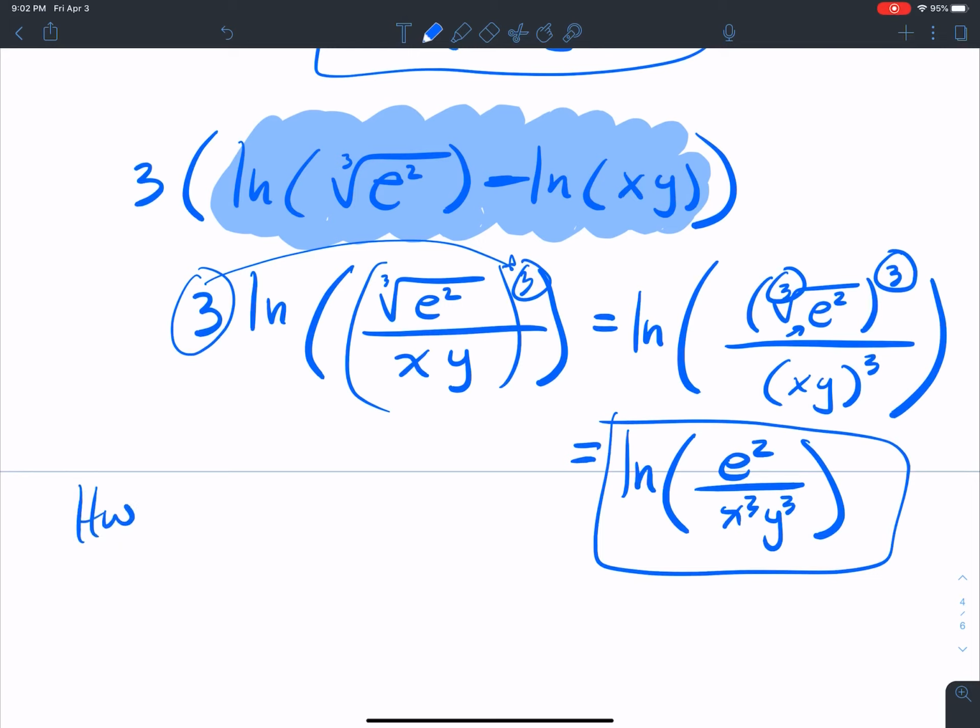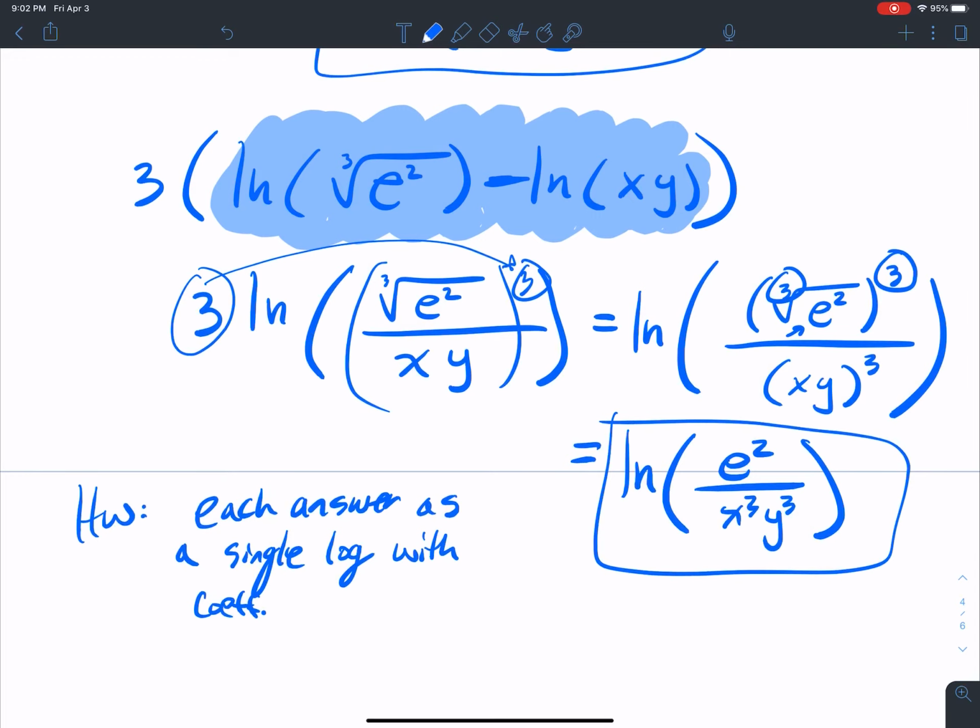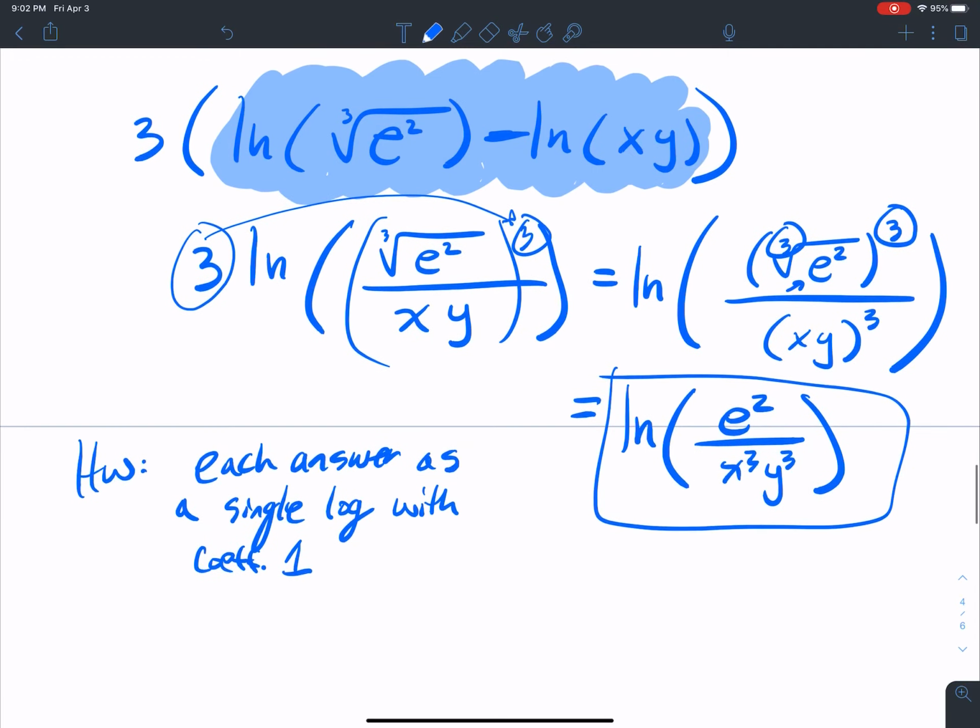So for your homework, they want each answer as a single log with coefficient 1 if you're expanding. Okay? If you're condensing, all you got to do is make it into one log. Okay? And put everything else on the inside in here.